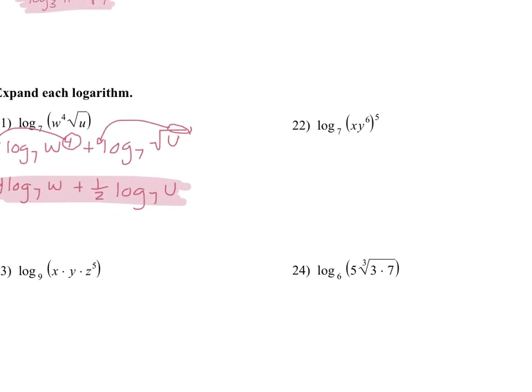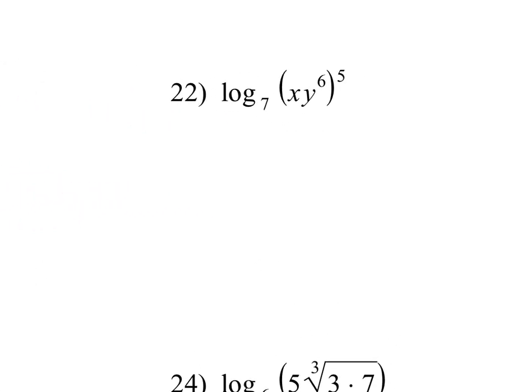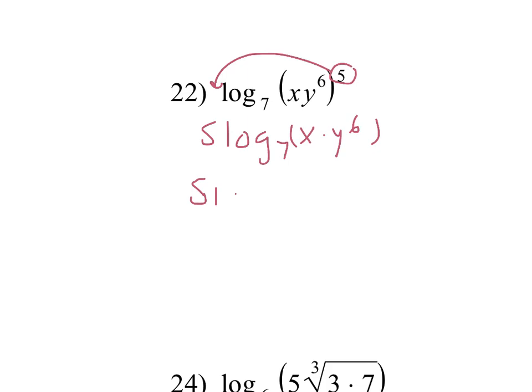All right, 22. So here we have a power on the outside, so we're going to start by bringing that to the front. So we have 5 log base 7 of x times y to the 6th power. Now since we're multiplying these two things on the inside of the parentheses, to break it up we need to add them. So we have 5 log base 7 of x plus 5 log base 7 of y to the 6th power.